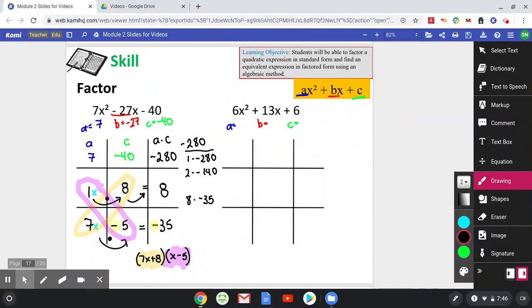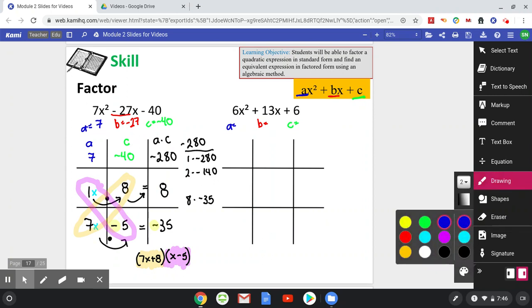Hello, this video is part 2 of factoring trinomials with a bigger than 1. In the problem on the right, I will be following this formula again. A is equal to 6, b is equal to positive 13, and c will be equal to positive 6.